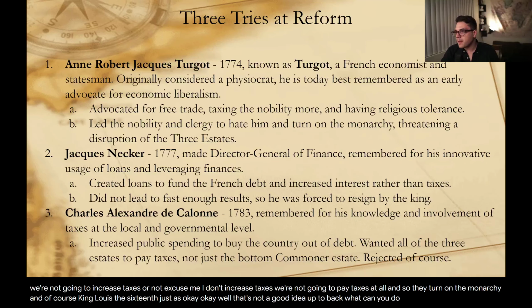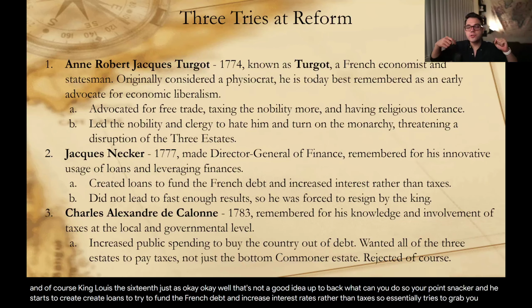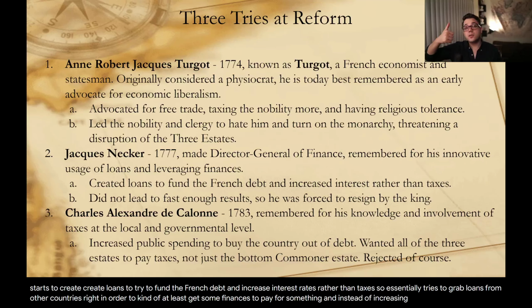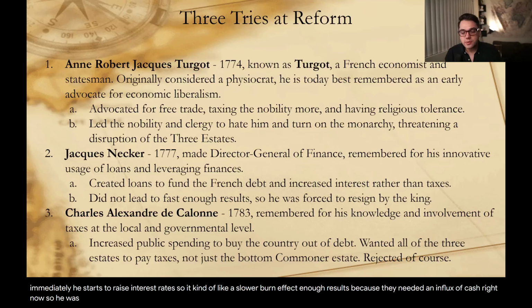What can you do? So he appoints Necker, and he starts to create loans to try to fund the French debt and increase interest rates rather than taxes. So essentially he tries to grab loans from other countries in order to at least get some finances to pay for something. And instead of increasing taxes on the people immediately, he starts to raise interest rates. So kind of like a slower burn effect. But it did not lead to fast enough results because they needed an influx of cash right now. So he was forced to resign by the king because results were not being made.